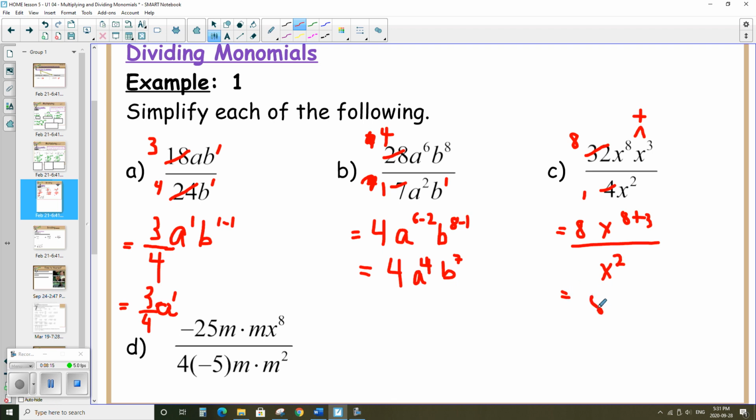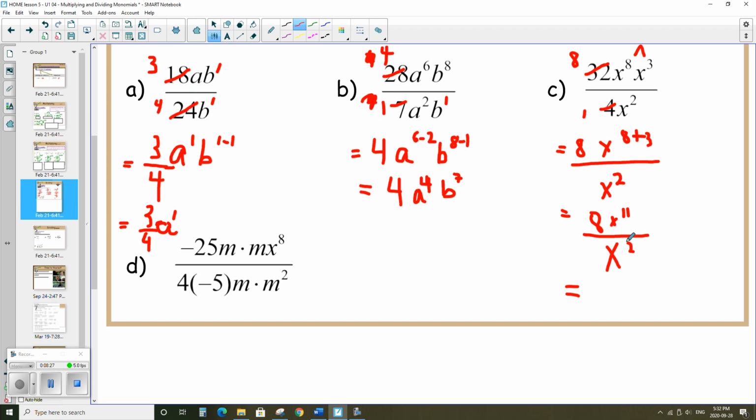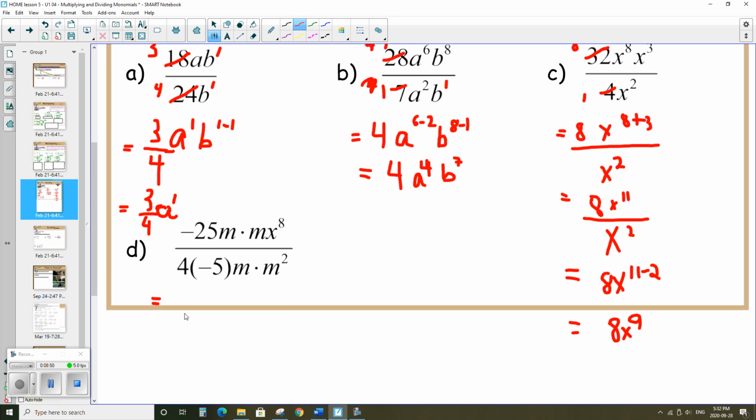Okay, so that gives me 8x to the exponent of 11 divided by x squared. And then I'm going to subtract those exponents, so 8x, 11 minus 2 as my exponent, which will give me 8x to the exponent of 9. That's my final answer. Look at all the steps I'm showing. So make sure that you're showing your steps. You're less likely to make a mistake if you do that.